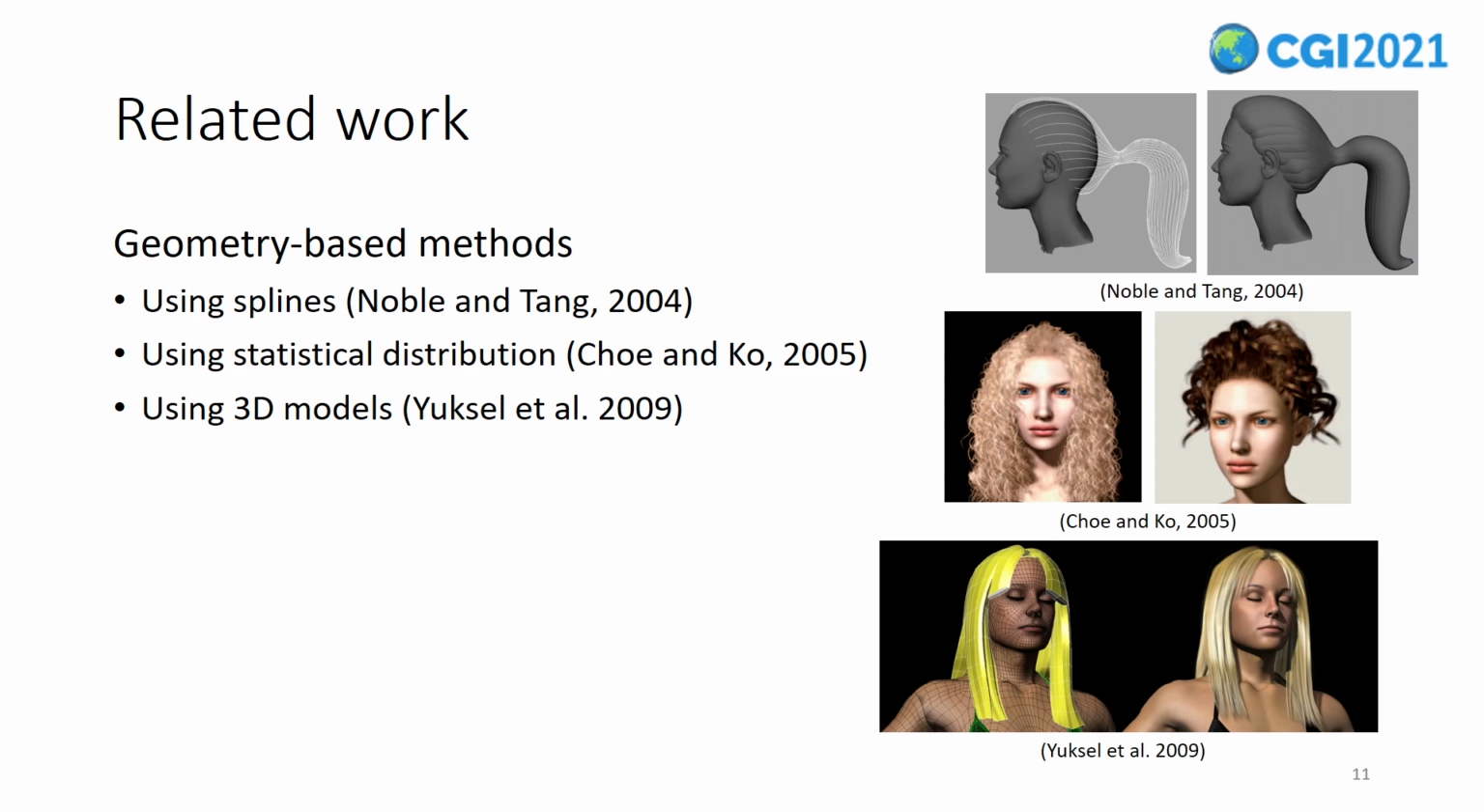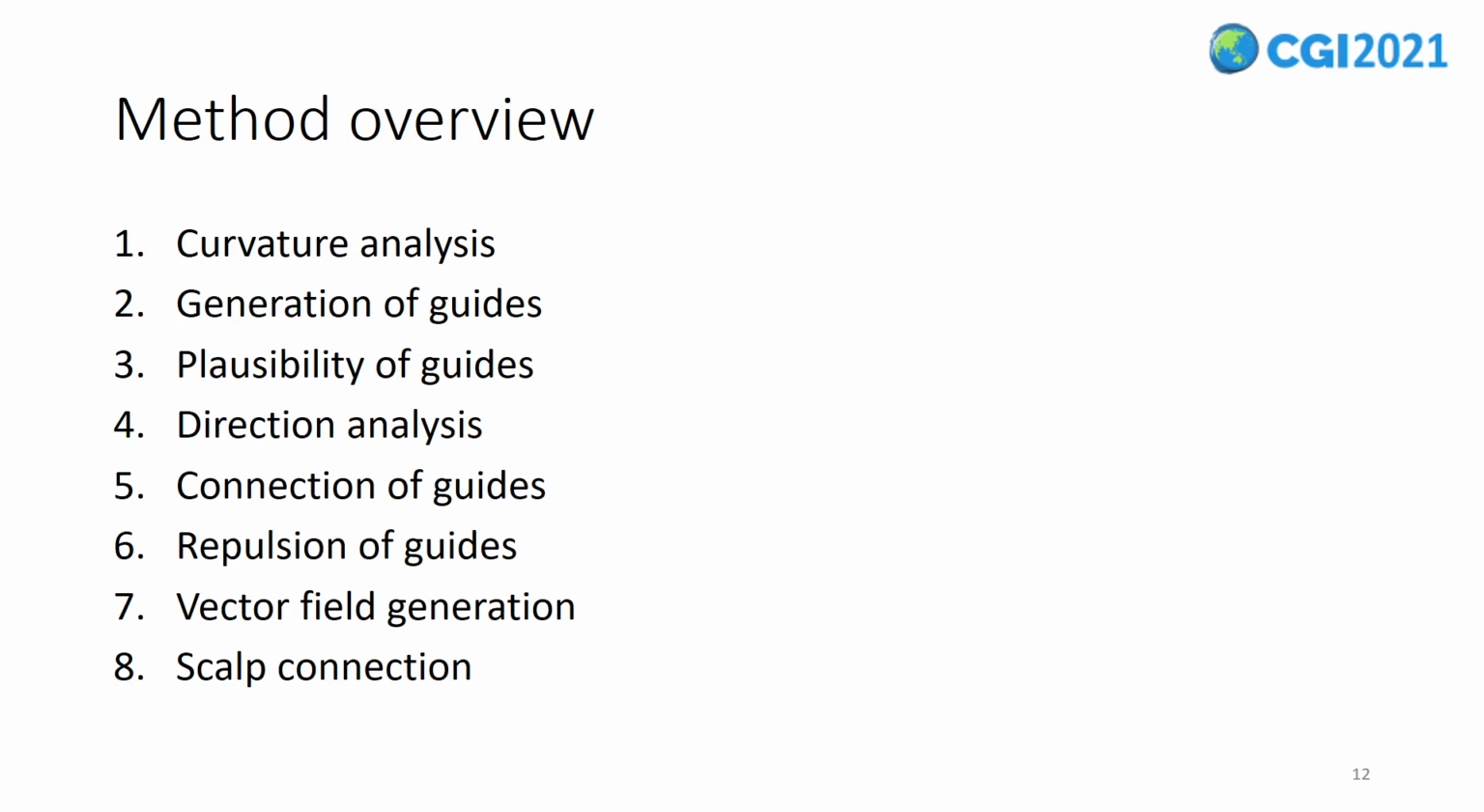None of these methods could be used in production since there are many constraints, and they also do not really allow the artist to have much control on the final output. So our method is separated into 8 different steps, and I will go through each one of them.